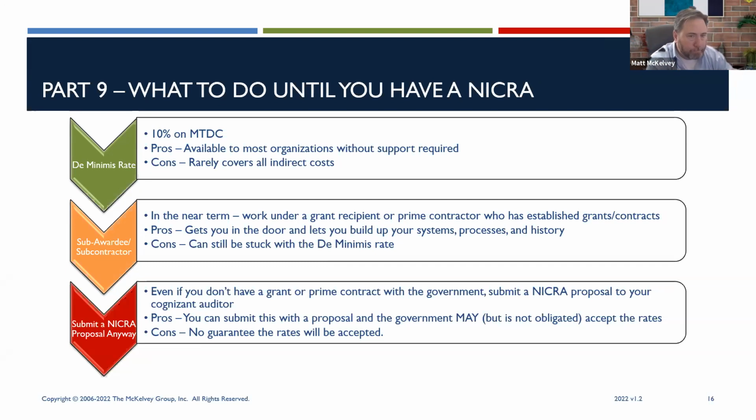Okay? That's my recommendation. I very much recommend the red bullet here that even if you're going to get the 10% de minimis rate from the green area, submit the NICRA proposal you would submit to the government and include in your proposal to the government for the grants or contracts. And you give yourself a fighting chance to either get the rates that you have in your proposal or get the quick turnaround on the NICRA negotiation. Pause that there.